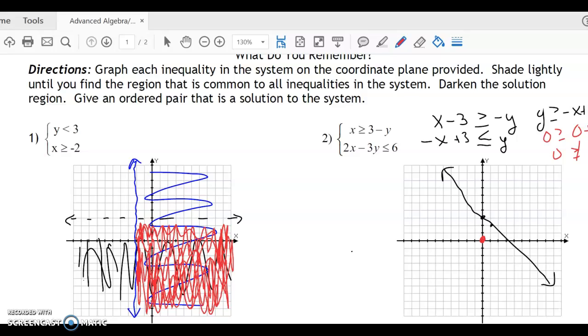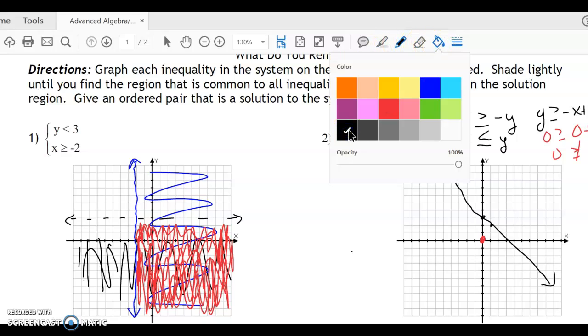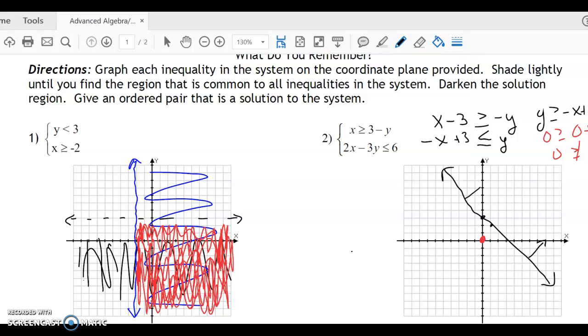You'd actually shade the other side. Now here's the strategy that my teacher taught me. Rather than shade and have all these messy lines, if I was still working in black, I would say greater than means above. So once I have it in slope-intercept form, greater than is above. So above this line, I would just draw arrows to indicate that's part of the solution for this line only.